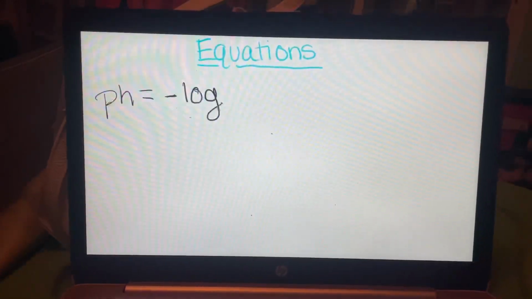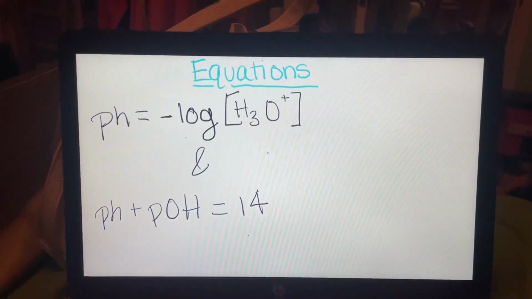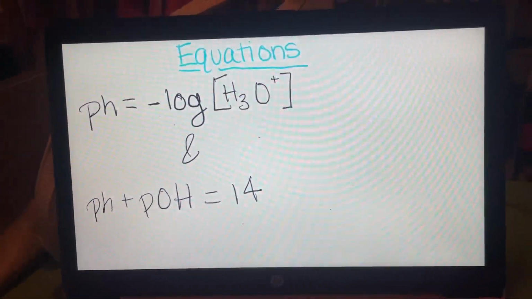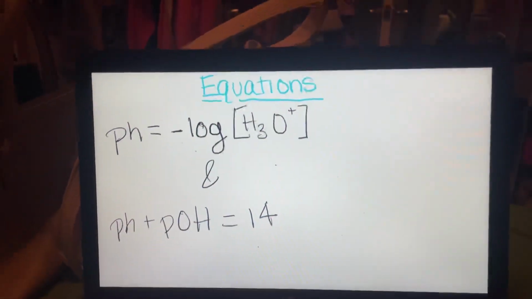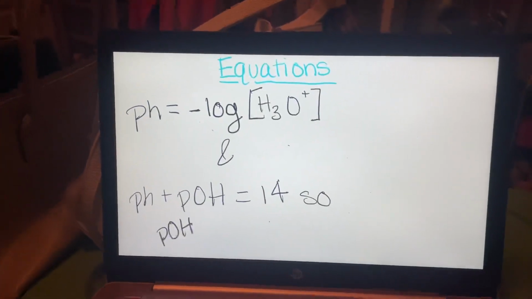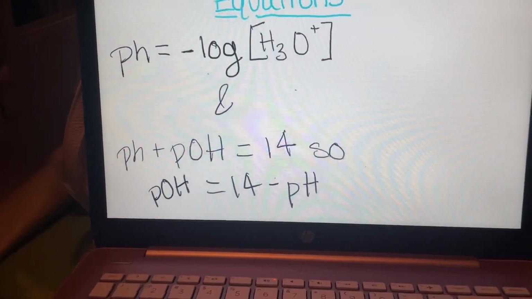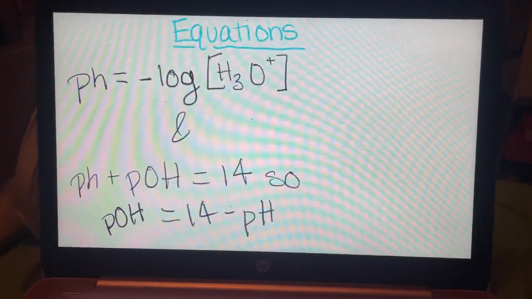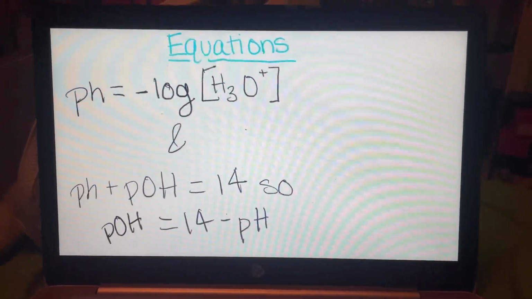So first are the equations. Our first equation is pH equals negative log of [H3O+], and pH plus pOH equals 14. We will rearrange the second equation so that the pOH is on the other side of the equal sign. So it will read pOH equals 14 minus pH. So we'll start with step 1.